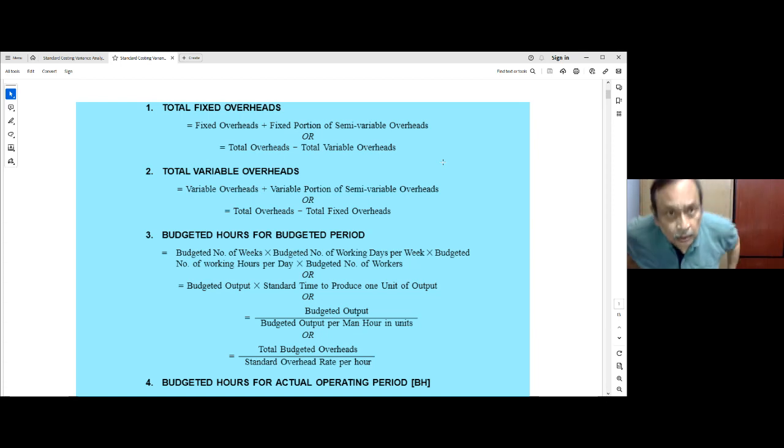Now look, total fixed overheads is fixed overhead plus fixed portion of semi-variable overheads, or total overheads minus total variable overheads. Then total variable overheads is variable overhead plus variable portion of semi-variable overheads, or total overheads minus total fixed overheads.